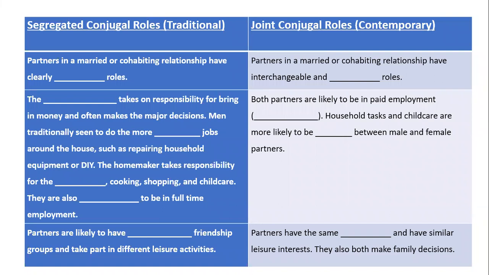A partner in married or cohabiting relationships have interchangeable and flexible roles. Both partners are likely to be in paid employment. This refers to dual workers. Household tasks and childcare are more likely to be shared between male and female partners. And then finally, partners have the same friends and have similar leisure interests. They also both make family decisions. So instead of this sort of guys at the pub, girls go shopping, it might be that everyone goes out for a meal or something like that.